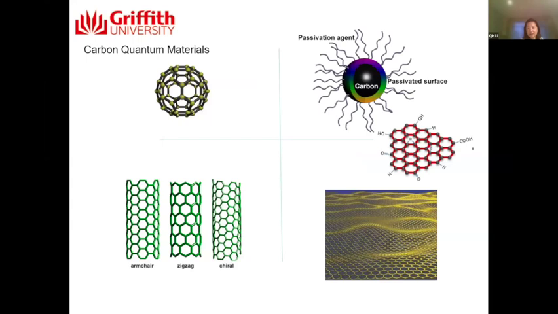So my team favors these carbon-based quantum materials. So what's on the screen? They can all be quantum materials, and of course graphene. Probably in this context, we talk about defective graphene, which does have some quantum effect. And carbon nanotubes, fullerene, and carbon dots, or graphene quantum dots, they all have very exotic properties.